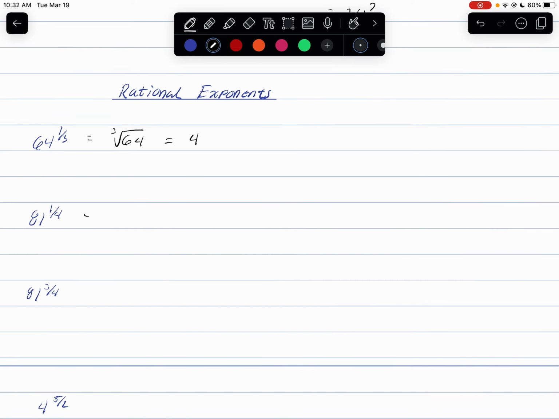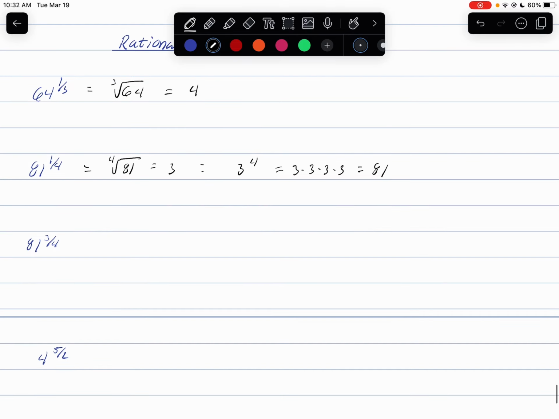And then similarly, here we have 81 to the 1/4. This is just the same thing as finding the 4th root of 81. And the 4th root of 81 is just 3, since 3 to the 4th is equal to 3 times 3 times 3 times 3, which is just 81, right? So those aren't too bad. We saw examples like that in the previous one.